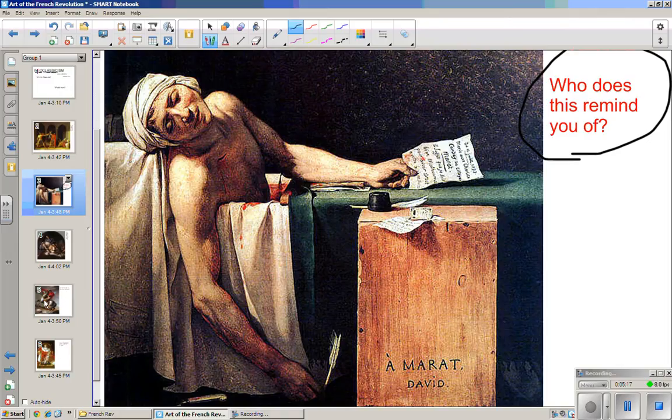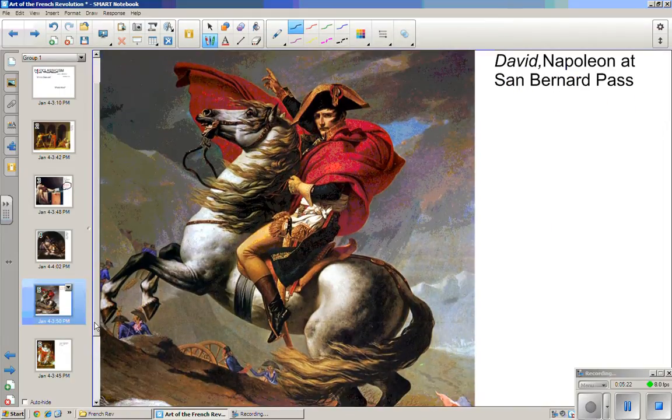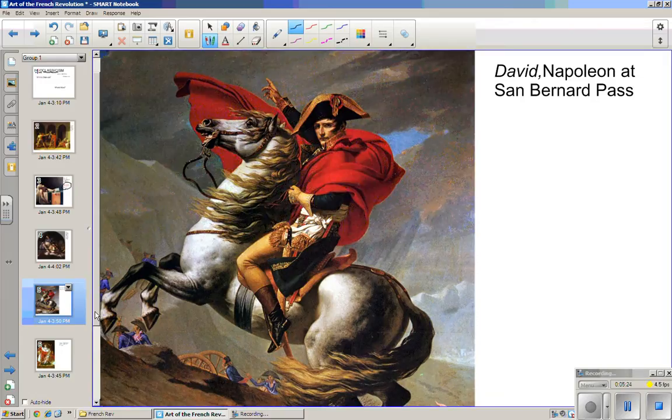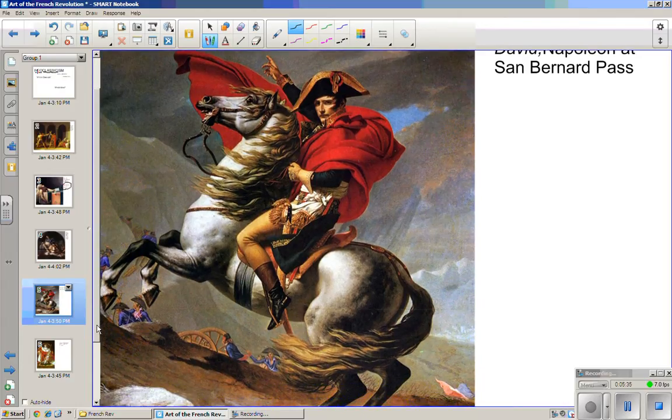Later on the scene, we're going to find Jacques-Louis David here, and he's going to be doing Napoleon at San Bernard Pass. And so this is again recalling the attempt of Hannibal to cross the Alps. Here's Napoleon doing the impossible. He's going up. What is exciting about this, and what is really transitional to Romanticism, is you have all the Baroque sentiment of the flowing cape and the wind blowing from behind here.